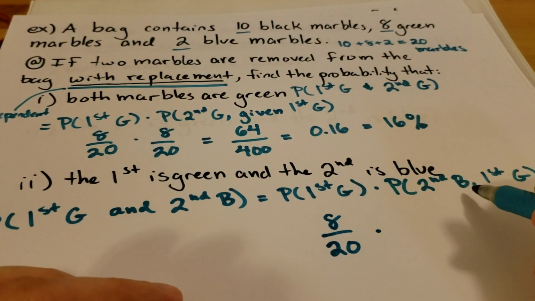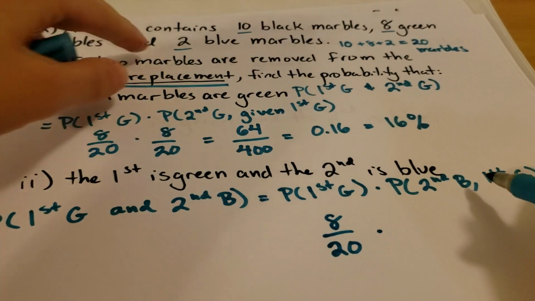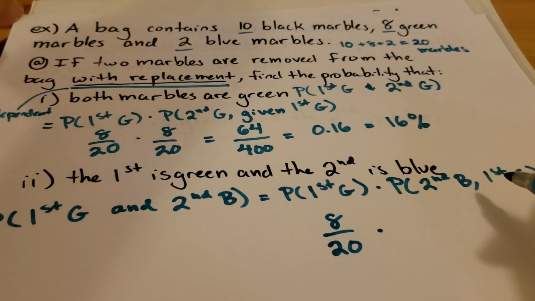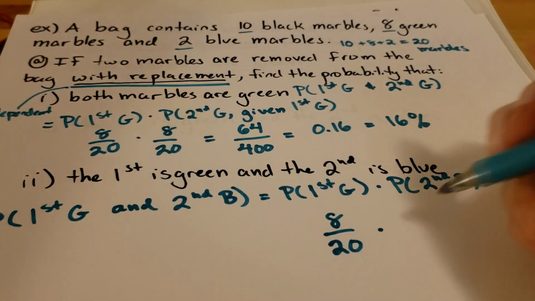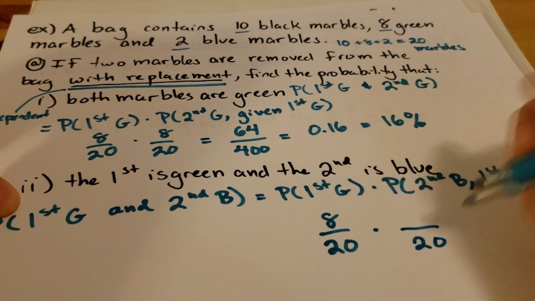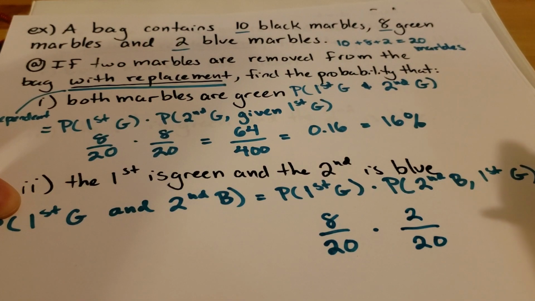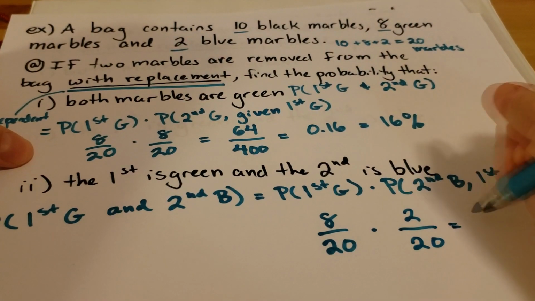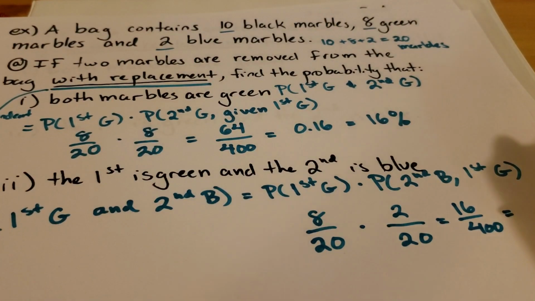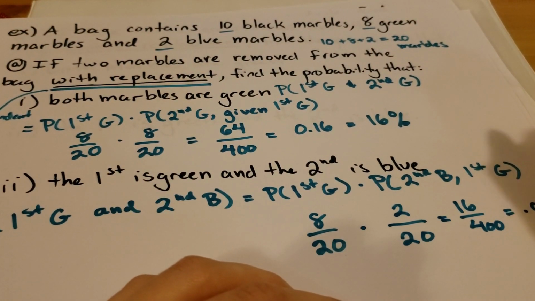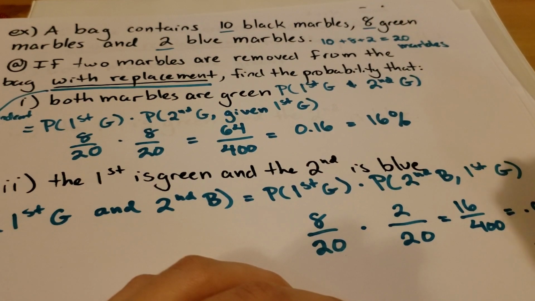And then our probability of the second one being blue, well, we have 2 blue marbles out of 20 marbles. Again, we replaced the marble after we took it out, so there's still 20 marbles in the bag, but there's only 2 of them that are blue. So we multiply this together, we get 16 out of 400, which we could write as 0.04, which is the same thing as 4%.